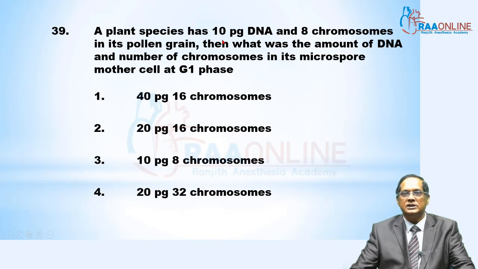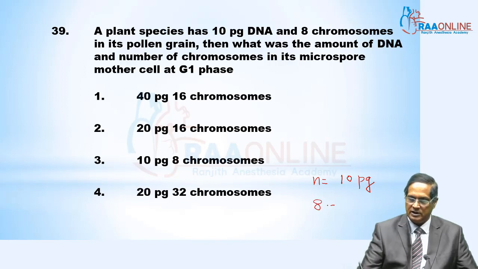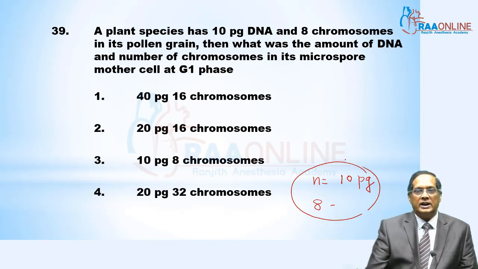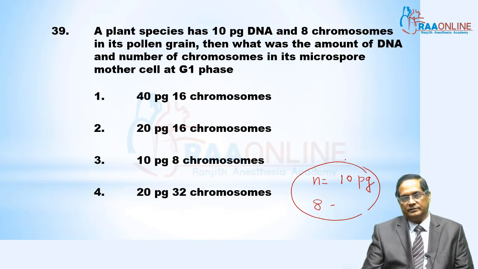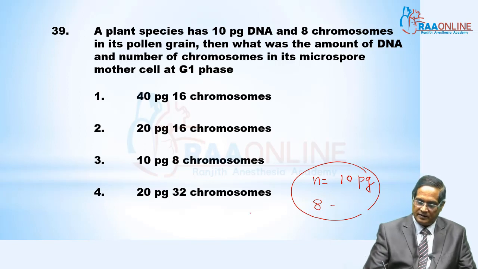A plant species has 10 picogram DNA and 8 chromosomes in its pollen grain. Pollen grains are haploid. The amount of DNA is 10 picogram and the number of chromosomes is 8 for the pollen grain. And pollen grains are formed as a result of meiosis.